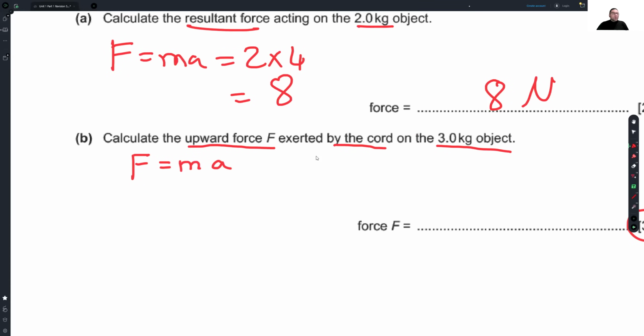Step 2, what are the two forces? W minus F equals ma. Because the resultant, I said, F must always be what? This is something that trips a lot of people. F must always be the resultant. Always must be the resultant. So it's W minus F equals ma.